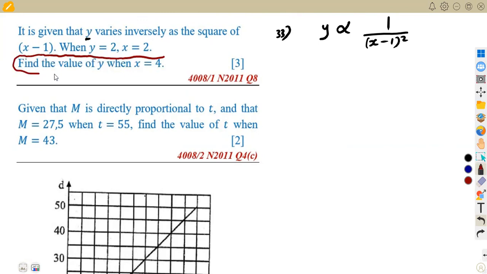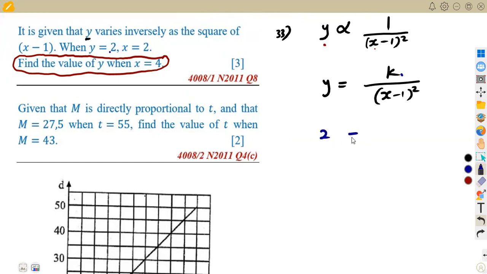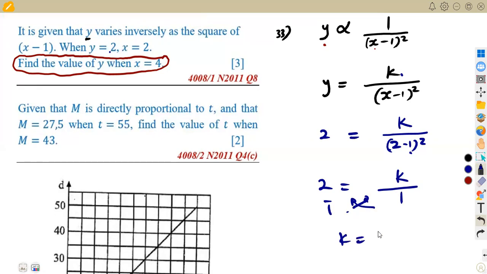Before you attempt this question, find a relationship first between Y and X. So meaning to say, we need to find the constant K that is connecting the two variables. Y is equal to K over X minus 1 squared. But what is the value of K? From the information, Y is 2. So 2 is going to be equal to K over, X is also 2, so you're going to have 2 minus 1 squared. So that's 2 is equal to K over 2 minus 1, that is 1 squared, which is 1. So you can cross multiply in this case. If you cross multiply, 1 times K is K, and 2 times 1 is 2.